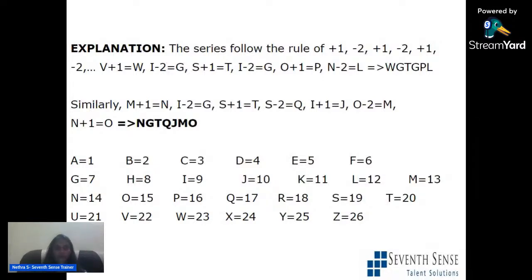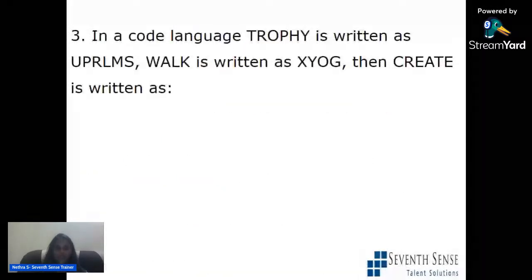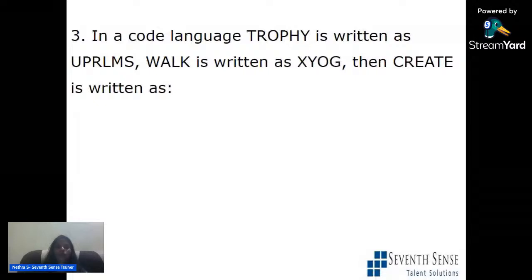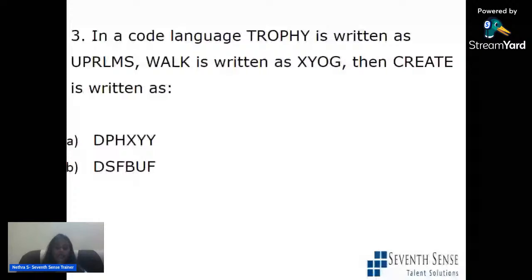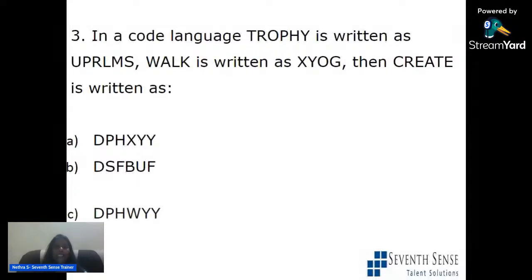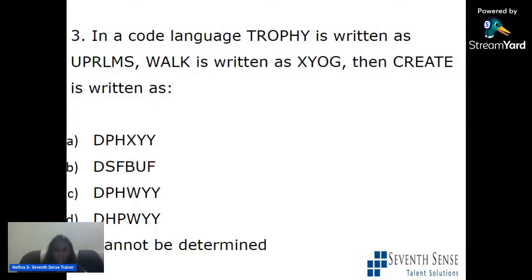We'll move on to the next question. The third question is: in a code language, trophy is written as UPRLMS, then walk is written as XYOG. Then create is written as what? You have to find that out. Here are your options. Option A DPHXYY. Option B DSFPUF. Option C DPHWYY. Option D DHPWYY. Option E is cannot be determined. So read the question properly and try to answer it.